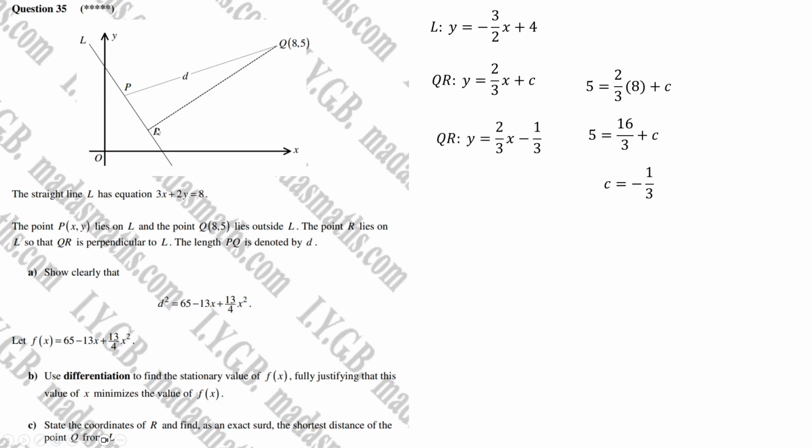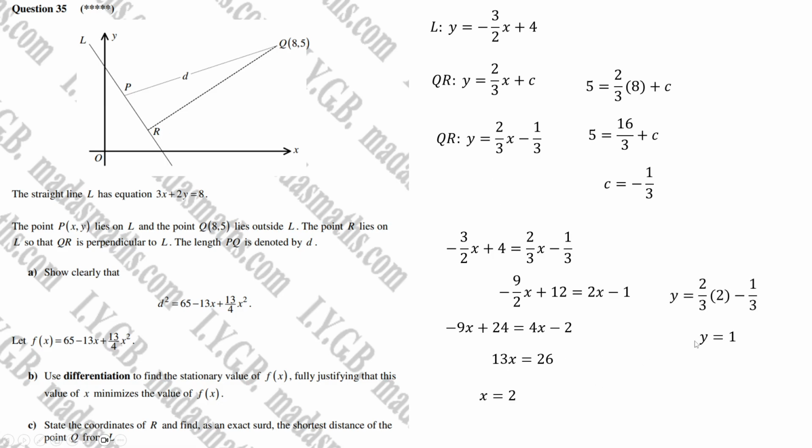To find the coordinates of R, these are simultaneous equations. It's just where the two lines intersect. You'll get that multiplied by 3, multiplied by 2. Add 9x, add 2, 13x equals 26, so x equals 2 here. Just plug it back into any one to get what y equals. Y equals 1. So the point R has coordinates (2, 1).